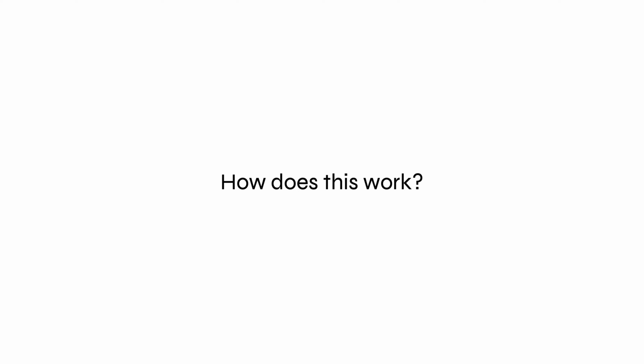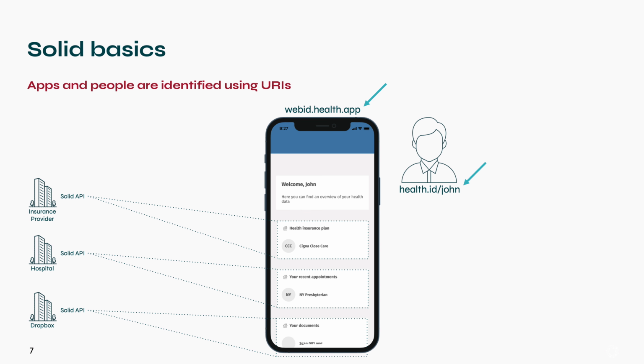But how does this work? I'll give you a very short technical overview. First of all, apps and people are identified using global identifiers in the form of a URI. In this example, you can see that the app's identifier is webid.health.app and John's identifier is health.id/John.